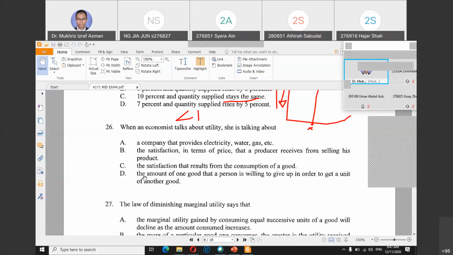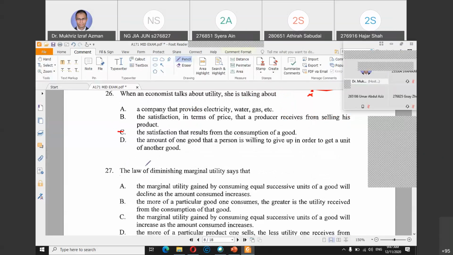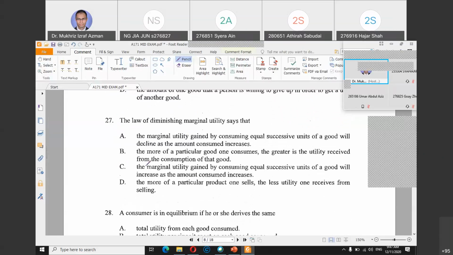How about D? What does D mean? D is of course the wrong answer, but the sentence is correct. But what is it referring to? So what does the statement in answer D refer to? It refers to opportunity cost. Correct. So here it should be C. Okay, so let's move on to 27.